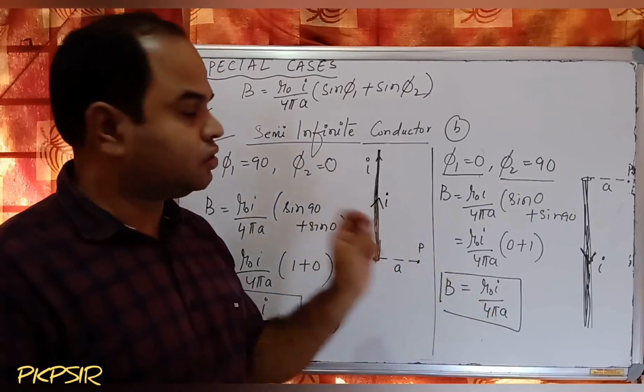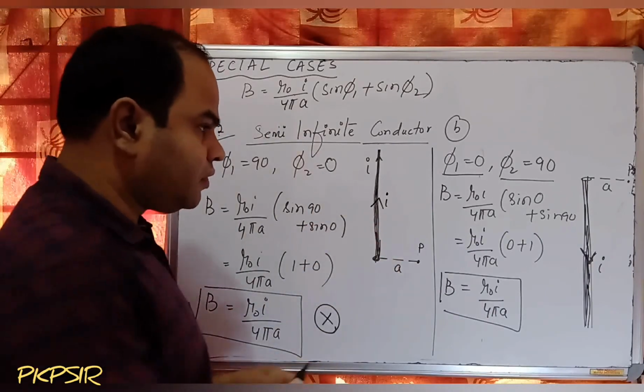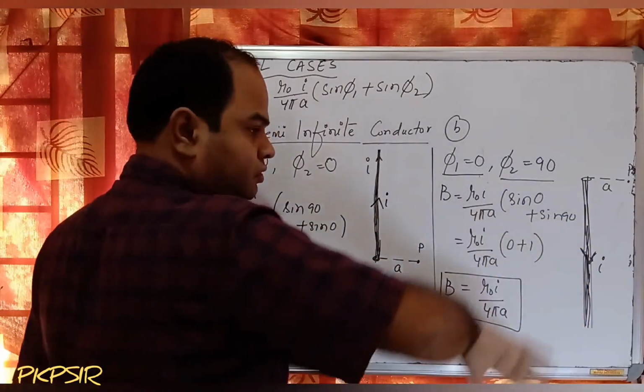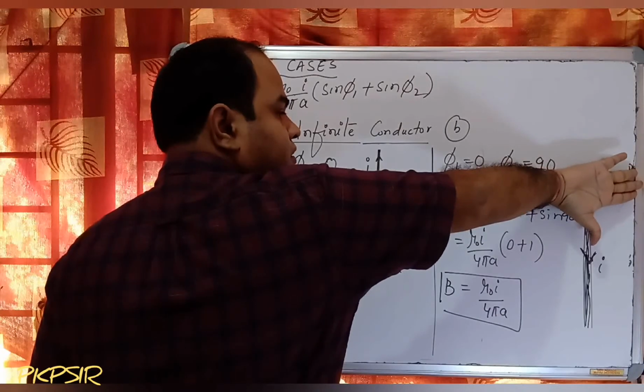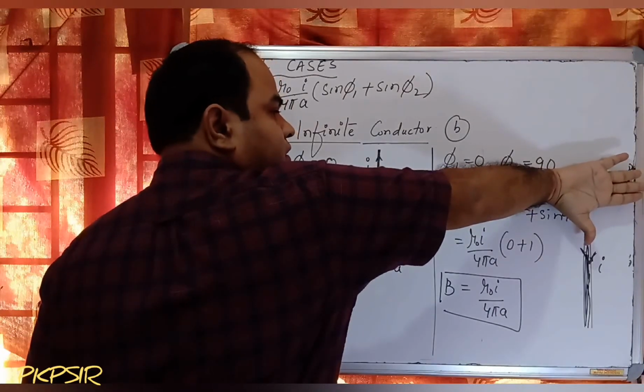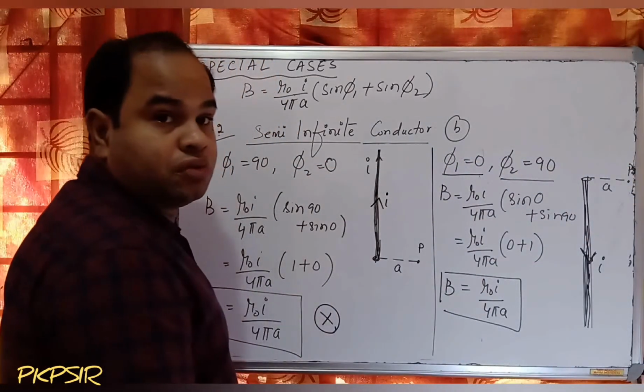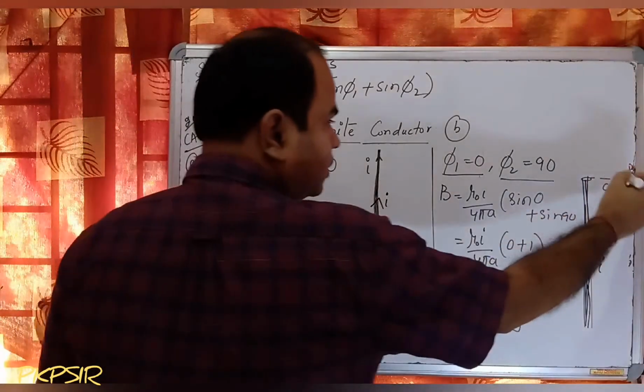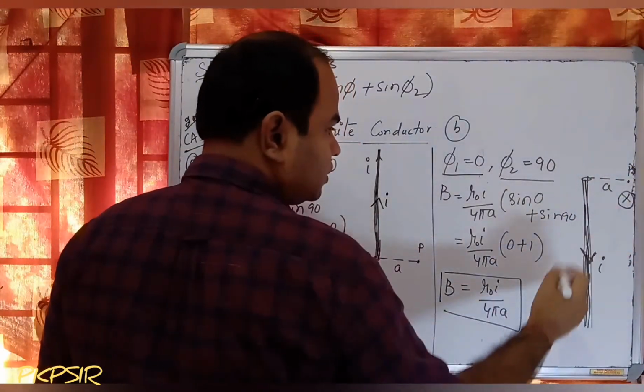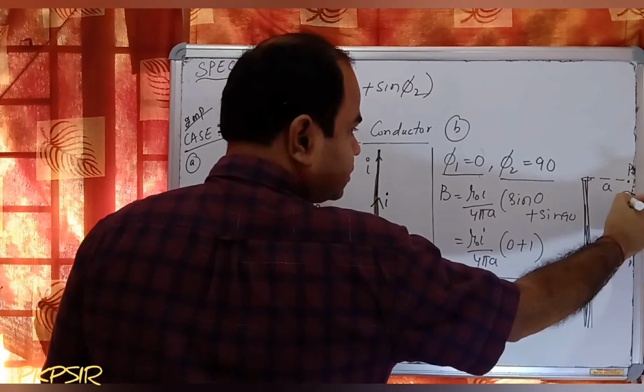What is the direction? Current is downward, position is this. What is the direction of the palm? The direction of the palm is outward direction. So that means magnetic field at this point is outward.